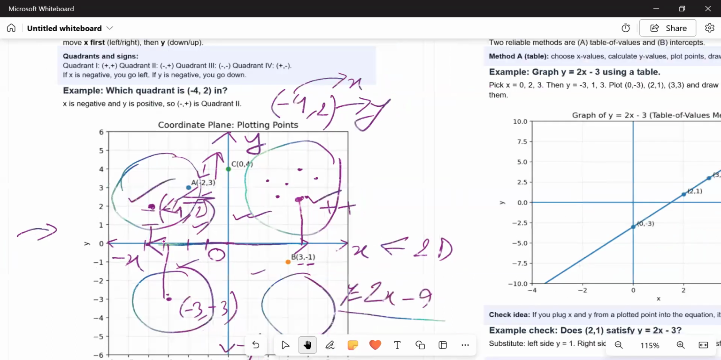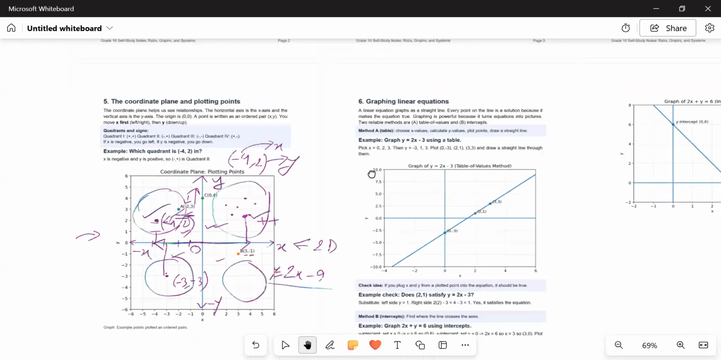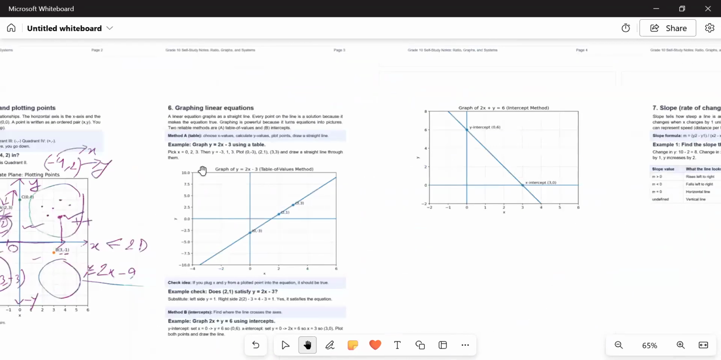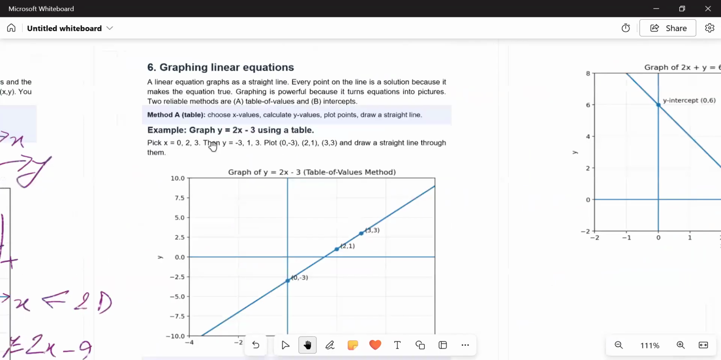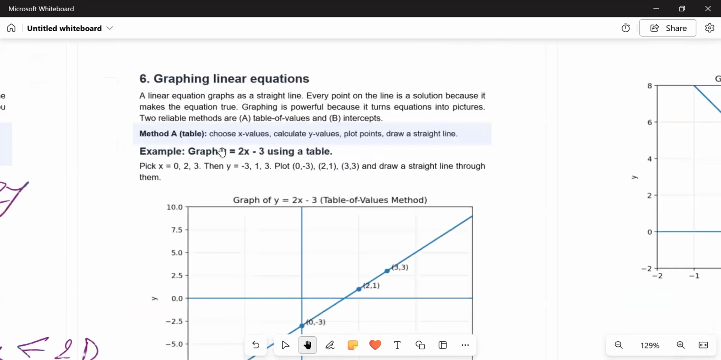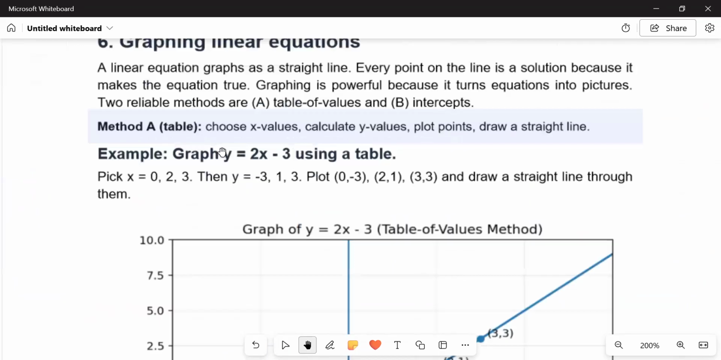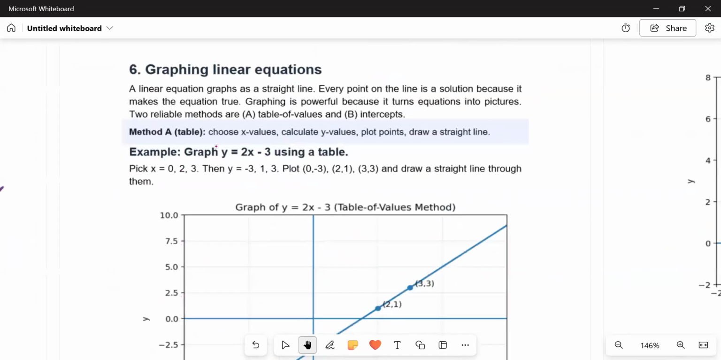Now we are going to graph linear equations. I have already told you guys that linear equations have something in common, where the degree or the power of x is always going to be 1.